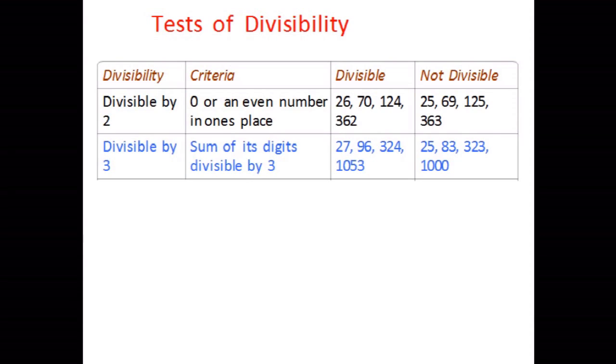Now in case of 83, 8 plus 3 is 11. 11 is not divisible by 3, so 83 is not divisible by 3. 1000, the sum of the digits is 1, so it is not divisible by 3.